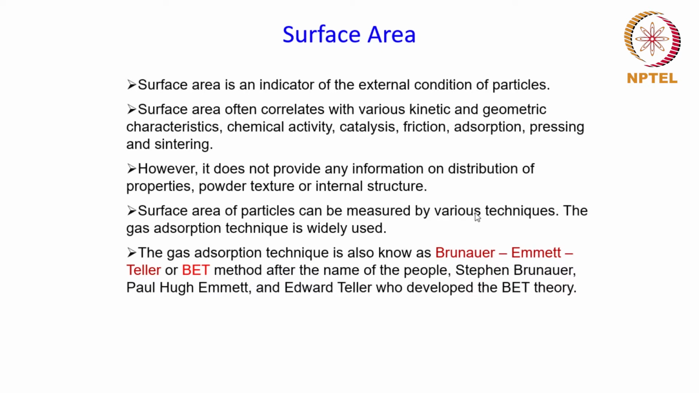So in this lecture we are going to learn about surface area analysis, and as I was mentioning, surface area is a very important property of powder particles because surface area is not only an indicator of the external condition of the particles, but it also often correlates with various properties of the particles such as chemical activity, catalysis, friction, adsorption, and also pressing and sintering, which are the two most important steps of the powder metallurgy process. Surface area, however, does not provide any information on distribution of properties, powder texture, or internal structure.